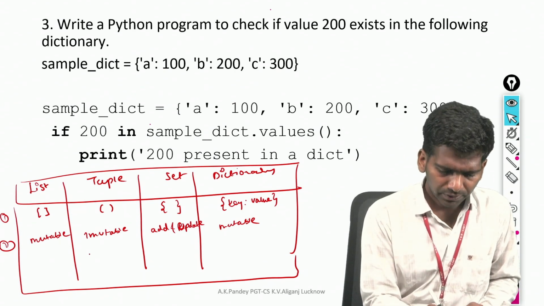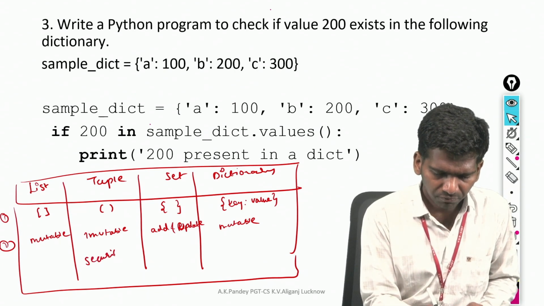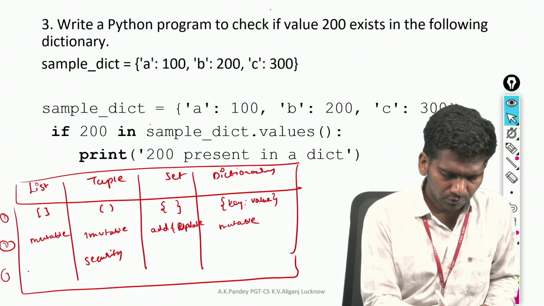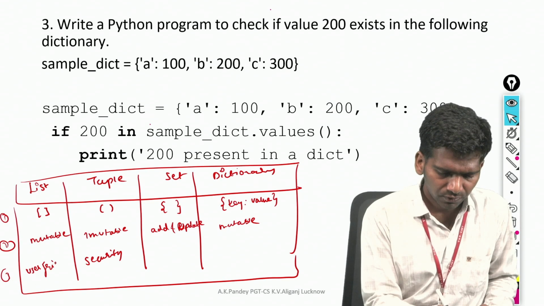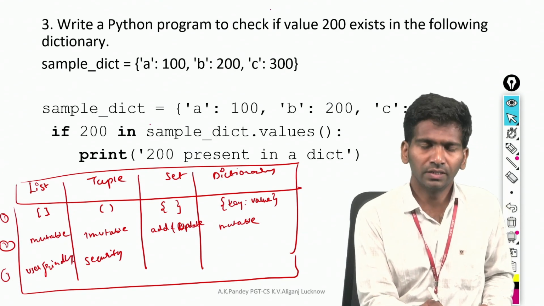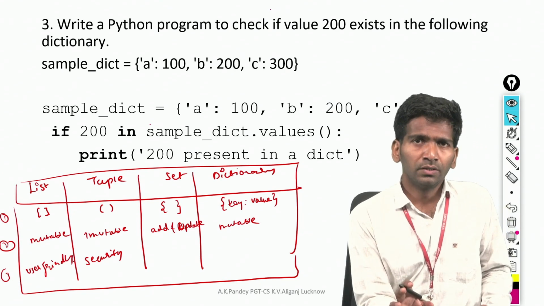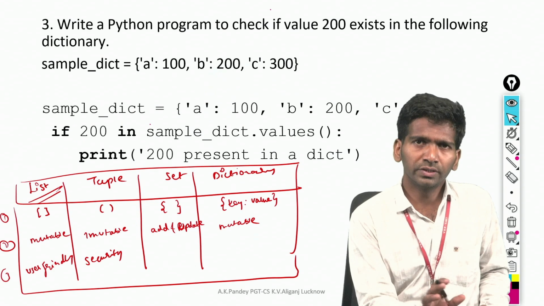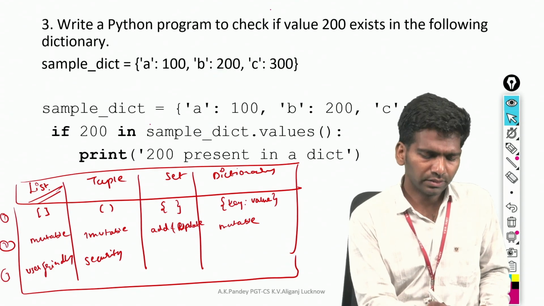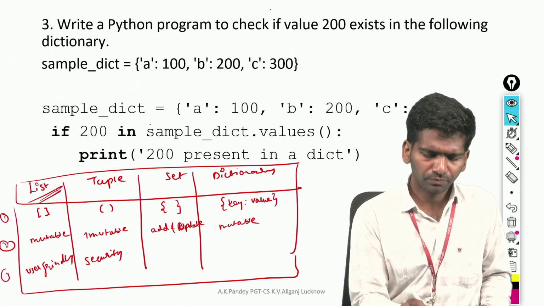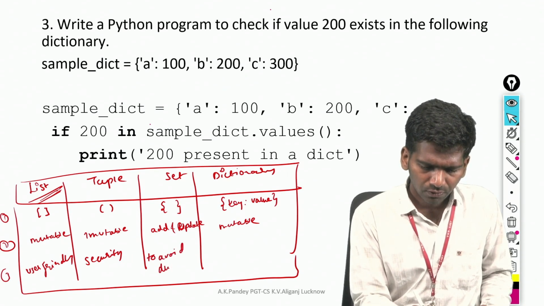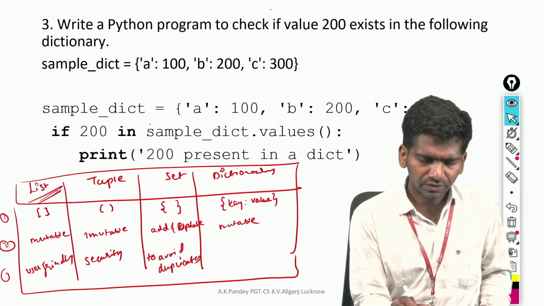For security purposes, we can use tuple because we cannot modify it. For user friendliness, you can use list whenever you want to add or remove, to make it flexible. Most users will use list. To avoid duplicates, use set.